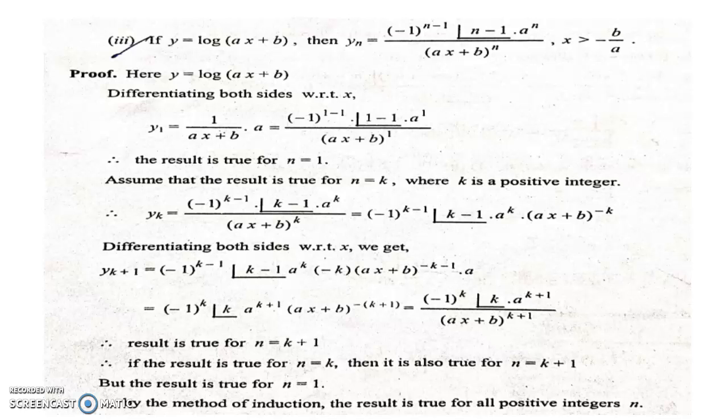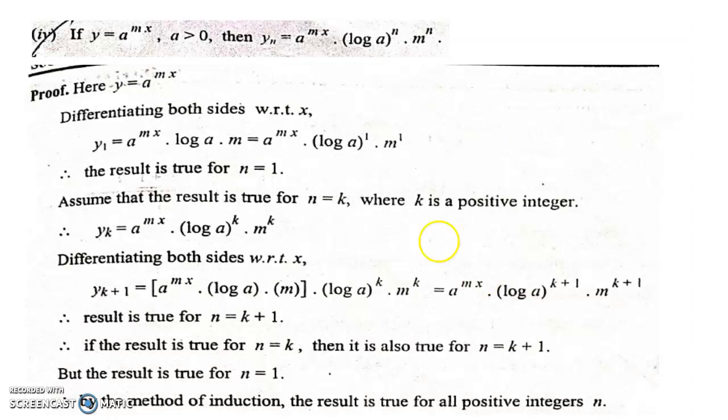So by mathematical induction we can say that the result is true for all positive integers n. Next is, if y is equal to a raised power mx, then its nth derivative will be given by this formula. We have to show that. Here y is equal to a to the power mx. What will be its derivative?